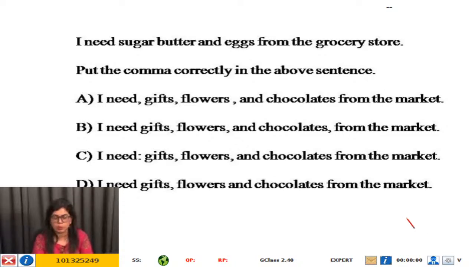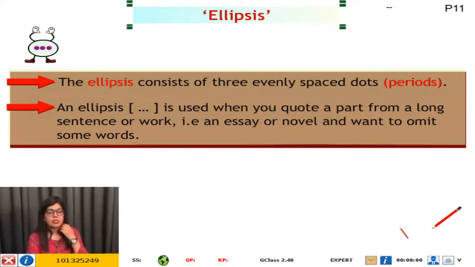So ellipsis. How is an ellipsis used? The ellipsis consists of 3 evenly spaced dots. We use 3 dots after some lines. An ellipsis, look at the 3 dots here. These 3 dots are known as ellipsis. It is used when you quote a part from a long sentence or work, that is an essay or novel, and want to omit some words. When some sentences are too long, what we do is skip some words and in place of those words we use the ellipsis. Okay, so let's see.